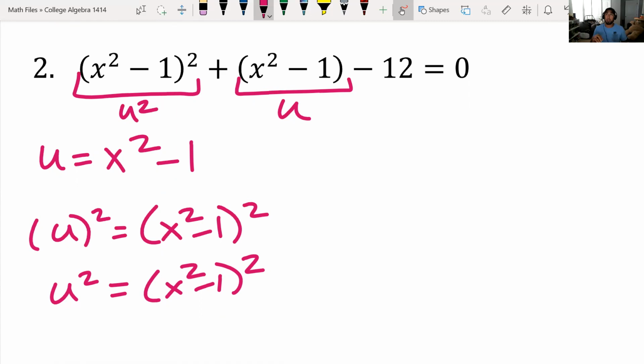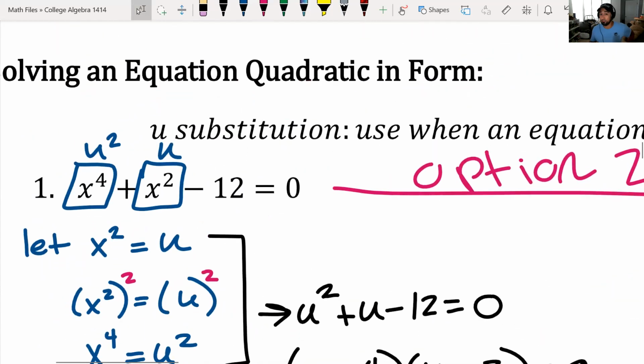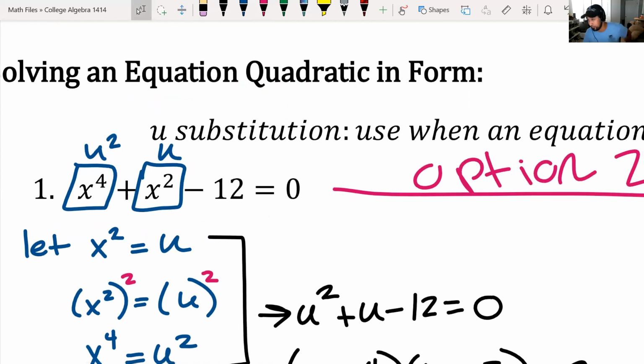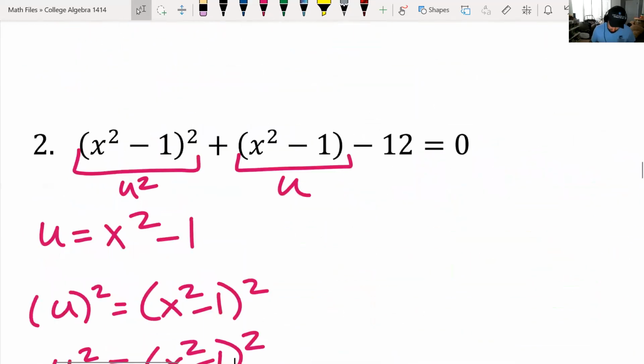So it went from being, what do we say? An equation in quadratic form, or quadratic in form, and U substitution puts it into quadratic form. Yeah, quadratic in form to quadratic form. Ha, wordplay. All right. Okay.